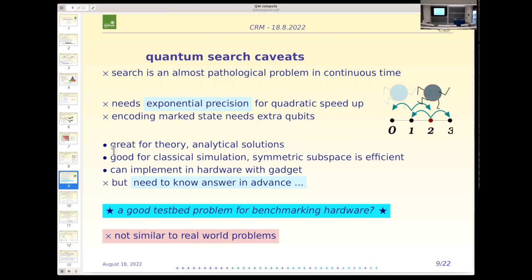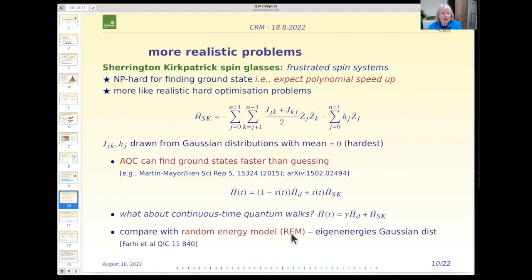So it's a great problem for theory, for analytical solutions, for classical simulation, and you can implement it with these extra qubits if you know the answer in advance. So it's a good testbed problem, but in many ways it's really not similar to real world problems that we might really want to use a quantum computer for. So it's time to look at something that has properties that are much more like the kind of optimization problems that you might want to solve for real.